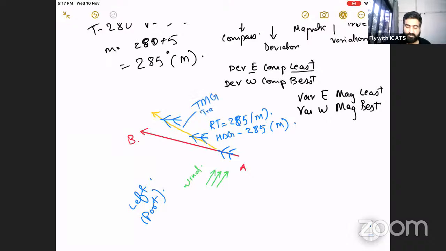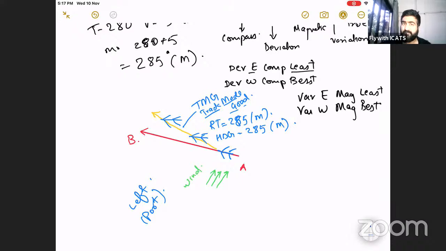TMG means track made good. Although we call it track made good, it is not good because we have been deviated from our track without knowing, because the pilot is still maintaining a heading of 285 magnetic. So the heading is not changing, but the track has changed completely as the pilot is trying to reach the destination, due to the effect of the wind.